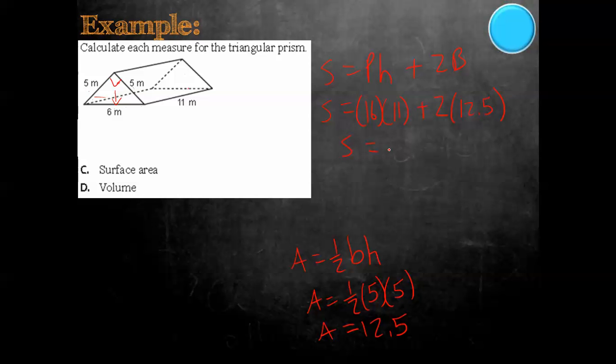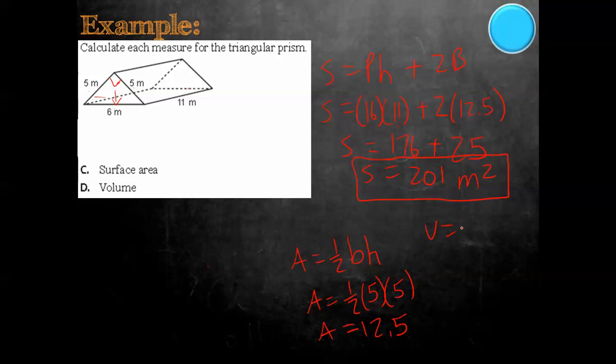So now we're going to take these and finish those out. We're going to take 16 times 11, which is 176. And then 2 times 12.5, which is 25. And add those together, and that's going to give us 201. We have 201 meters squared.